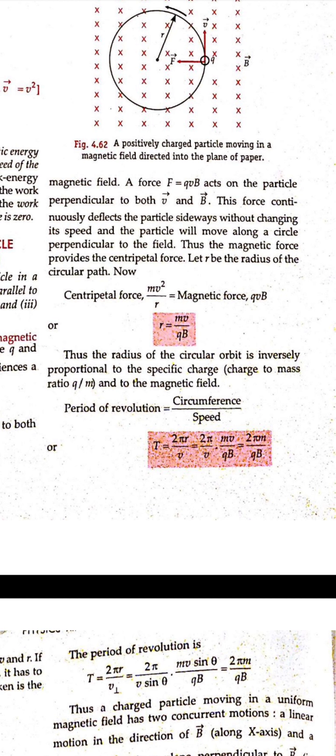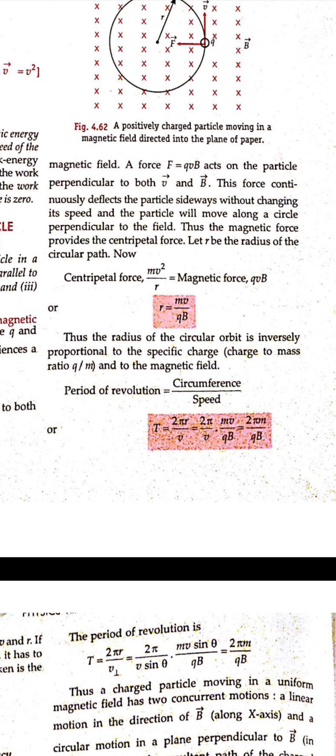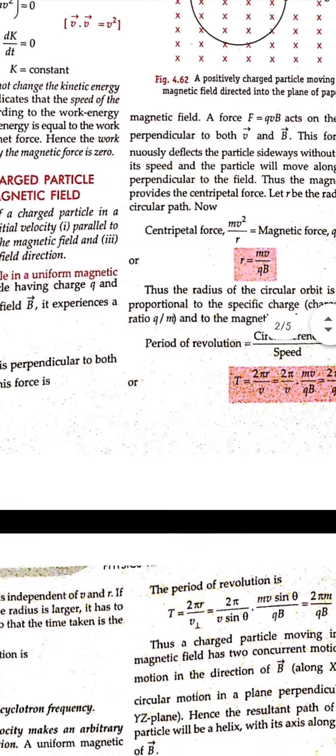Okay, so what is the revolution time period for it? We know that the time period is circumference divided by speed, because the particle is moving around a circular path, so the complete distance covered by the particle is the circumference of the circle, 2 pi r, and the time period is 2 pi r upon v. Now r's value is already found from the centripetal force, which is mv upon qB. On putting this value we get 2 pi m upon qB, as v gets cancelled.